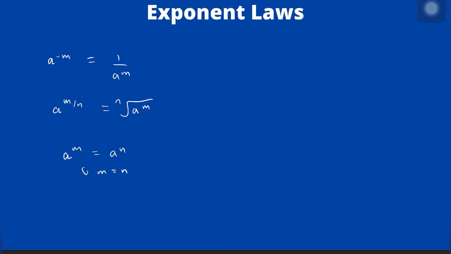Another example would be maybe 3 power 1 by 2. This could be written as 3 power 1 under the root of 2, which would just be equal to root 3.